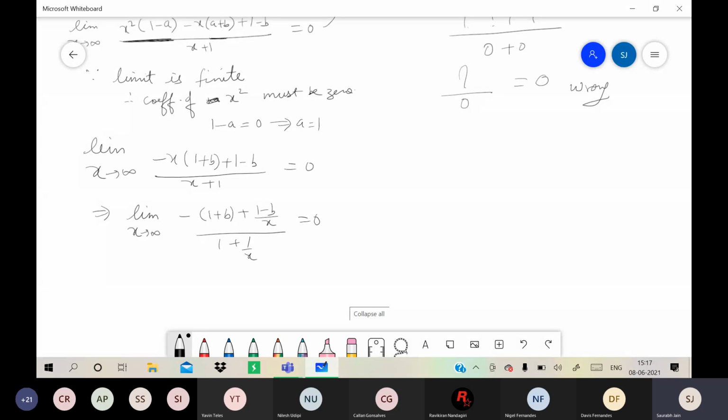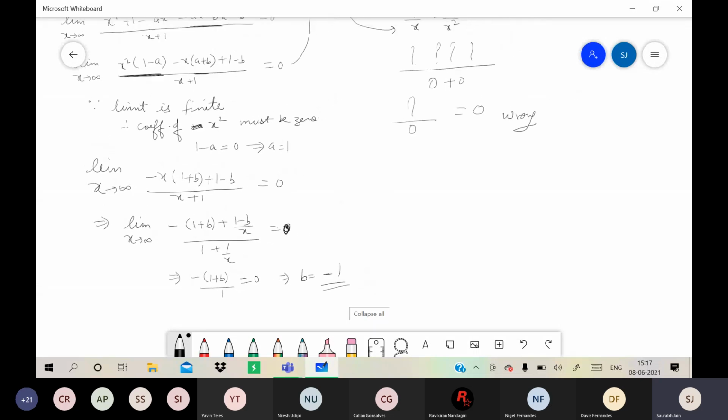When you put x as infinity, now what is remaining? This part will go. Minus 1 plus b upon 1 will remain, and as a result b will come out to be minus 1.